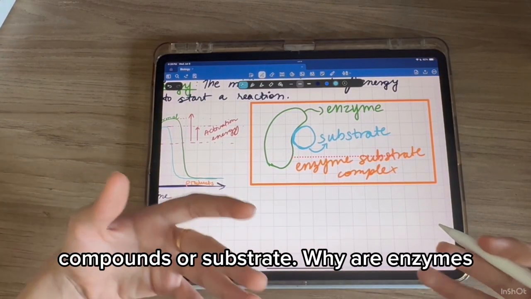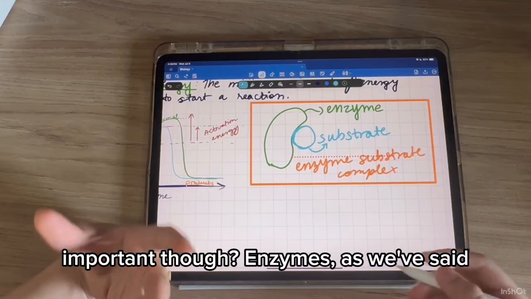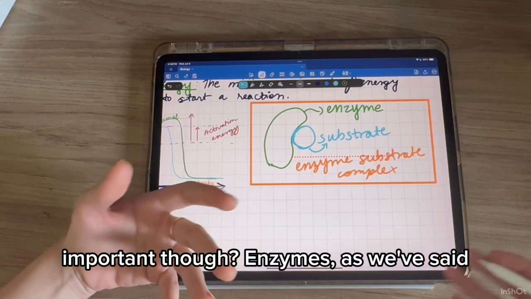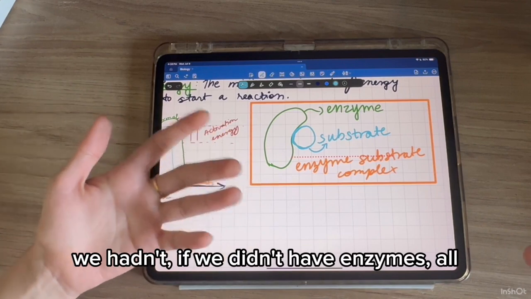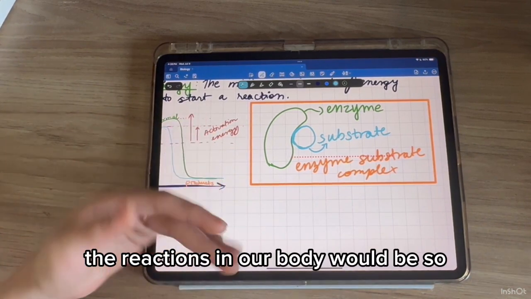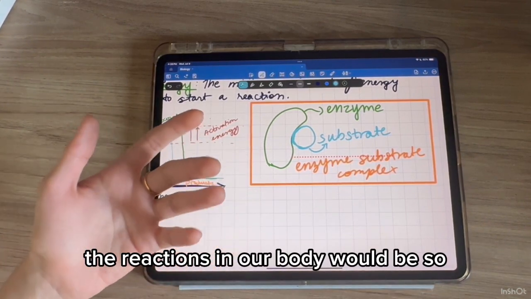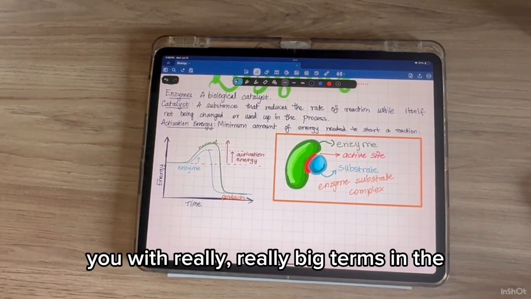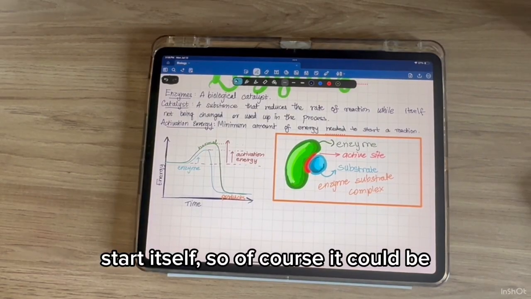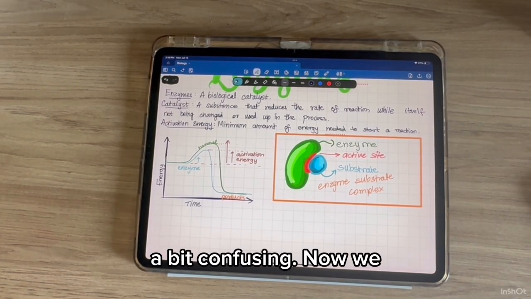Why are enzymes important though? Enzymes, as we've said before, help speed up reactions. If we didn't have enzymes, all the reactions in our body would be so slow. Now for C1.1.3, they flash you with really, really big terms in the start itself. So of course it can be a bit confusing.